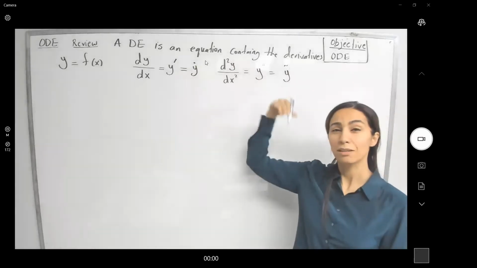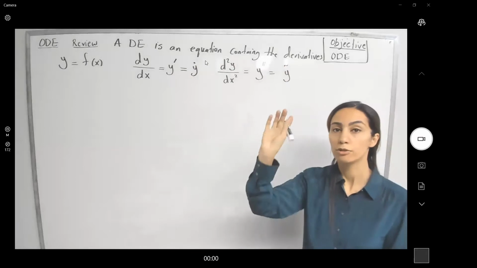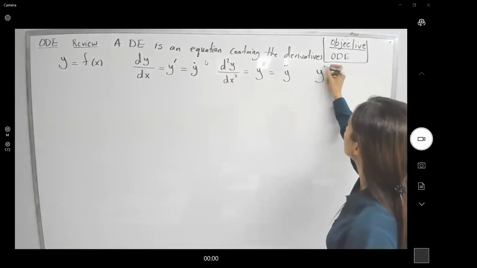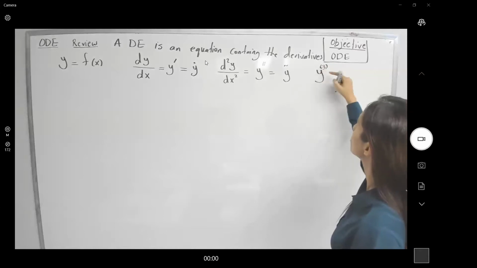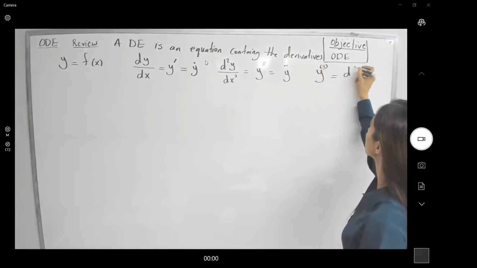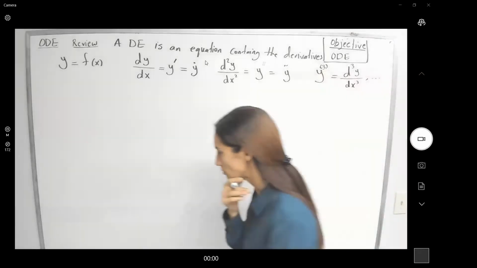But for the rest of the derivatives, instead of putting dots or using primes, we use numbers in parentheses. So when you're talking about the third derivative, you put 3 in parentheses. What's the meaning of that? It means that you took the third derivative of y with respect to x, and you continue this process.